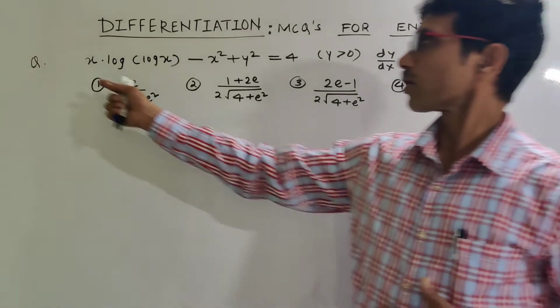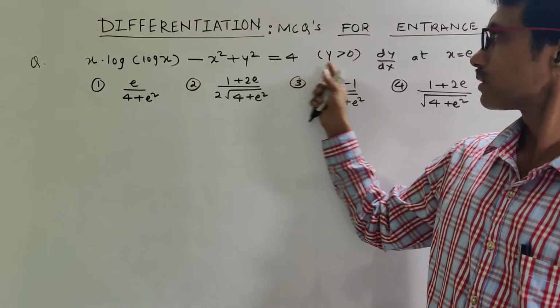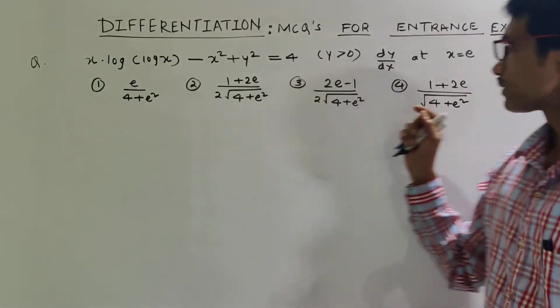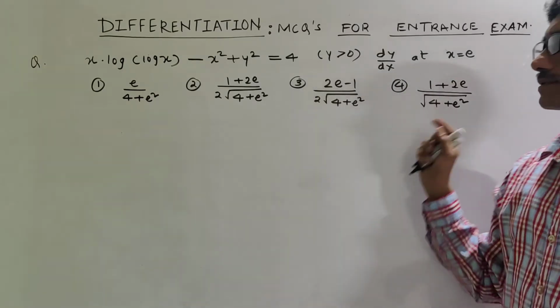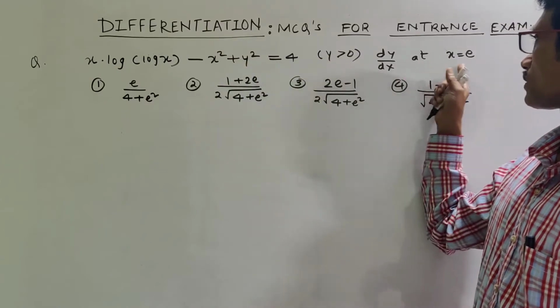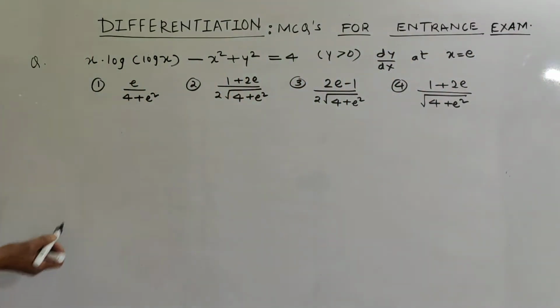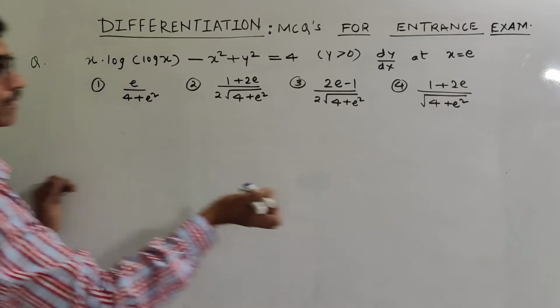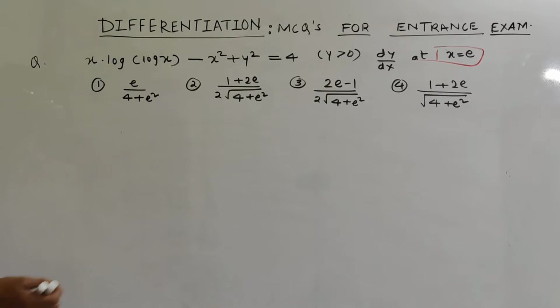Question is x log of log x minus x square plus y square is equal to 4, where y is positive number. Find dy by dx at x is equal to e. These are the options. So here we can find y at x is equal to e. At x is equal to e, we will find y. We find dy by dx also.